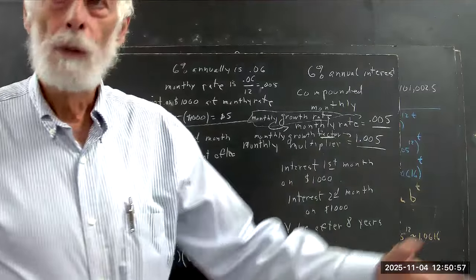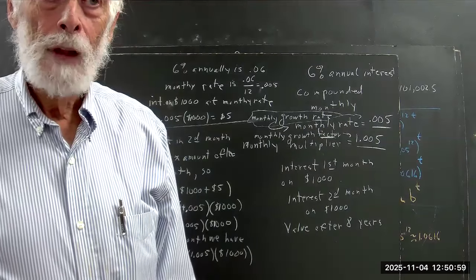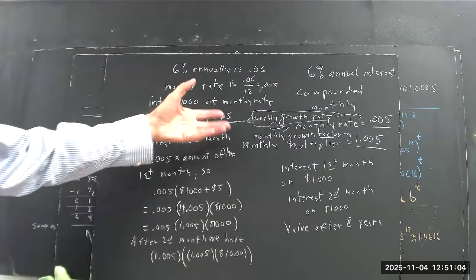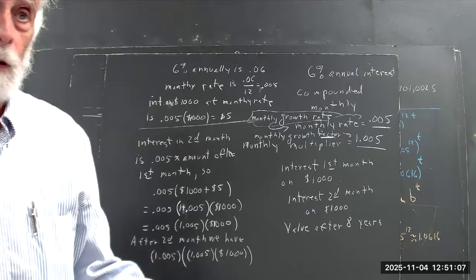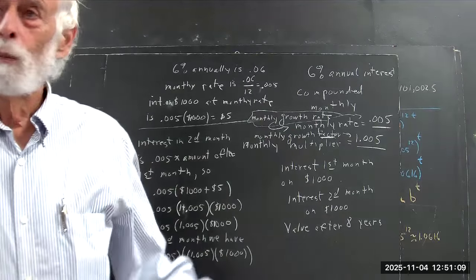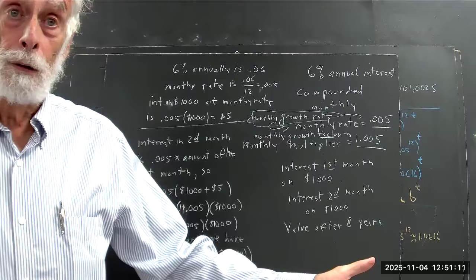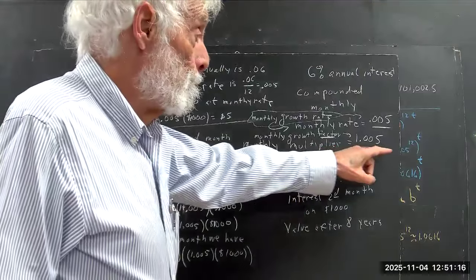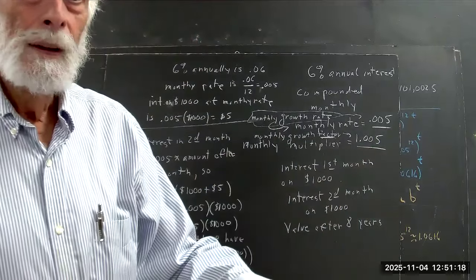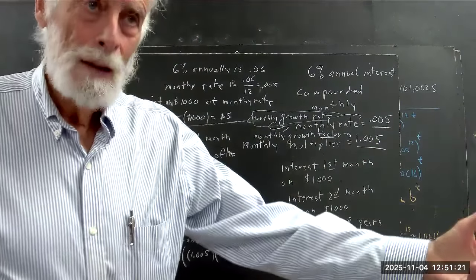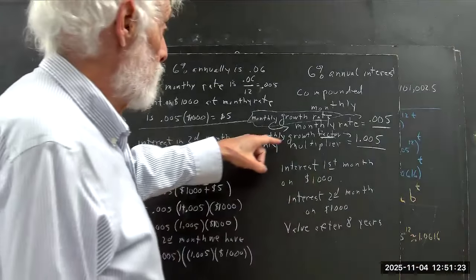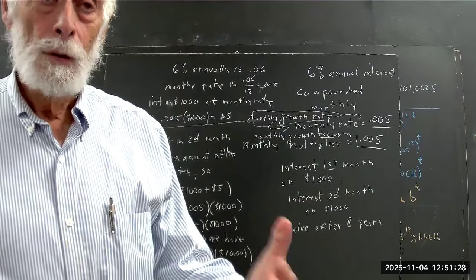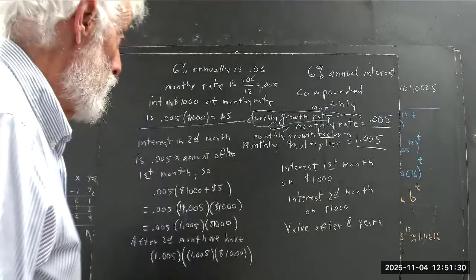A factor is something that's multiplied by other things. So you multiply this growth factor by whatever amount of money or whatever population, if you're doing population dynamics, or whatever it is that's growing. You multiply the growth factor by how much you have, and that's how much you're going to have after the period. In this case, a period is a month.